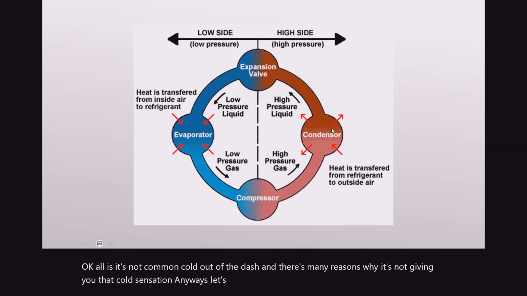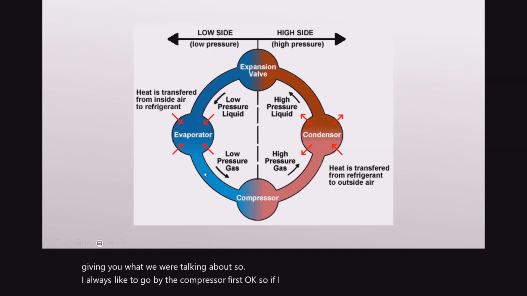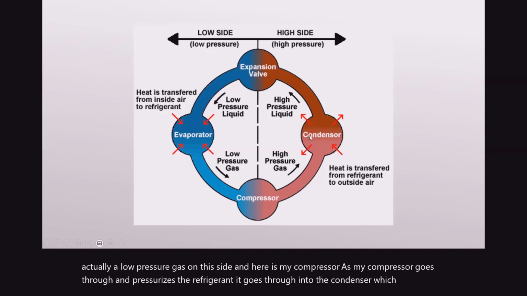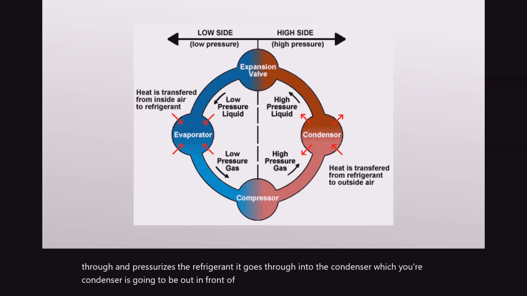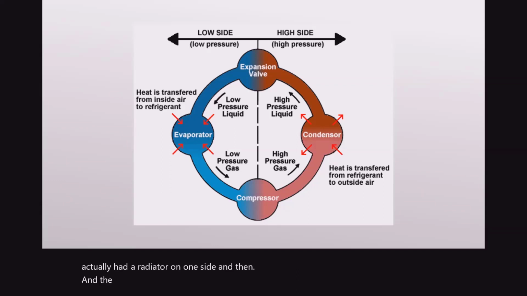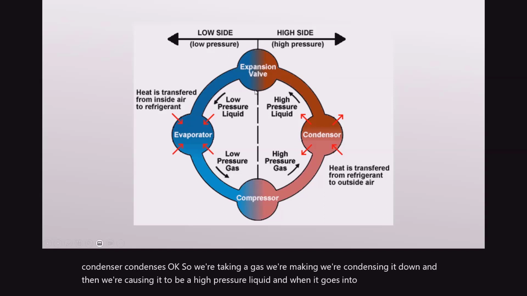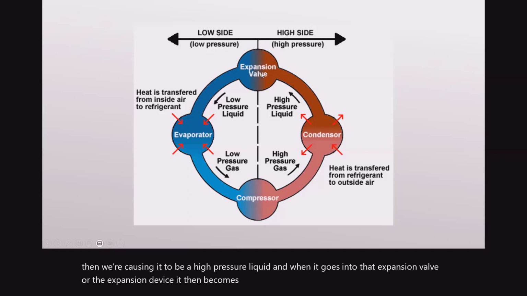Anyways, let's continue on. I always like to go by the compressor first. We have a low pressure gas on this side, and here is my compressor. As the compressor pressurizes the refrigerant, it goes into the condenser, which is out in front of your radiator. Some systems actually had a radiator on one side and the condenser on the other side. That condenser actually condenses, so we're taking a gas, condensing it down, and causing it to be a high pressure liquid. When it goes into the expansion valve or expansion device, it drops in pressure.